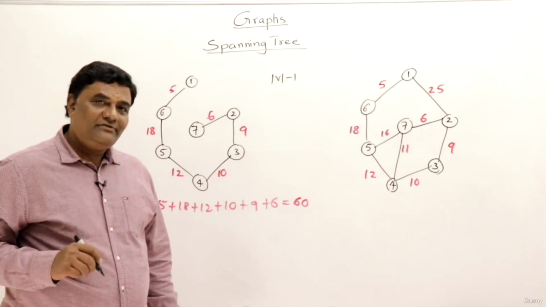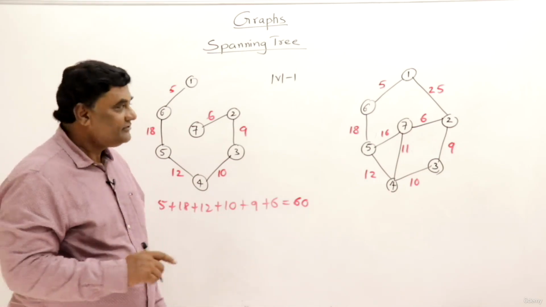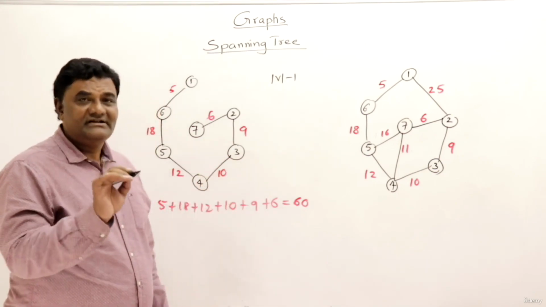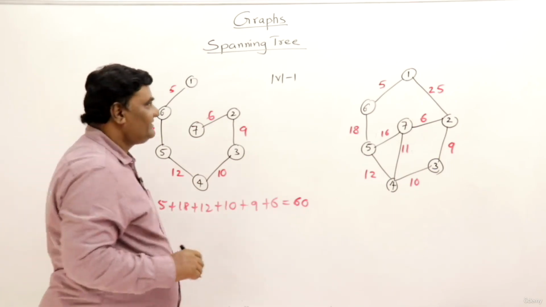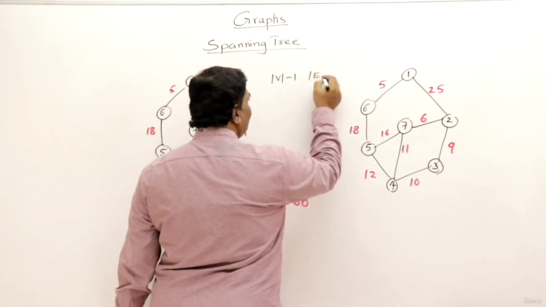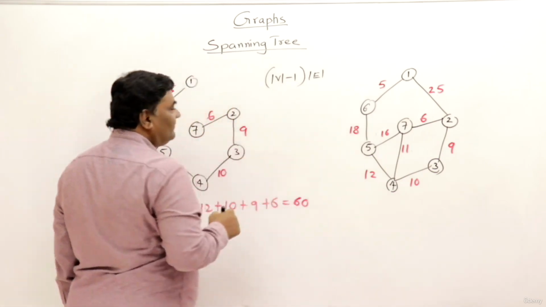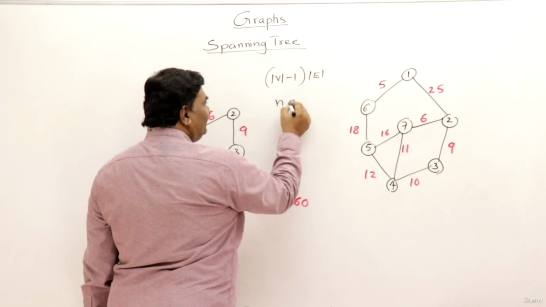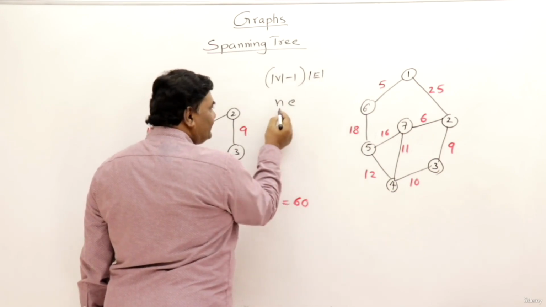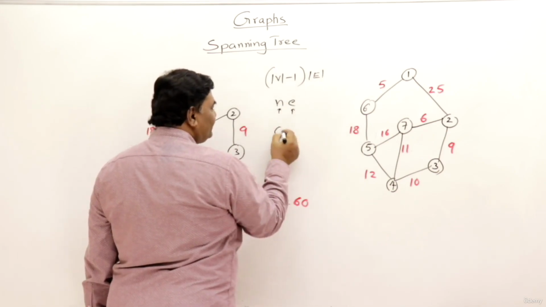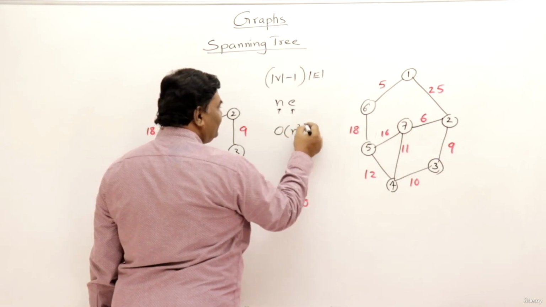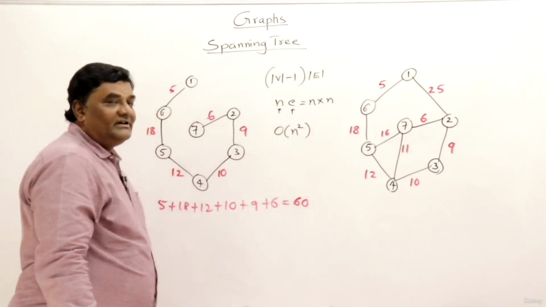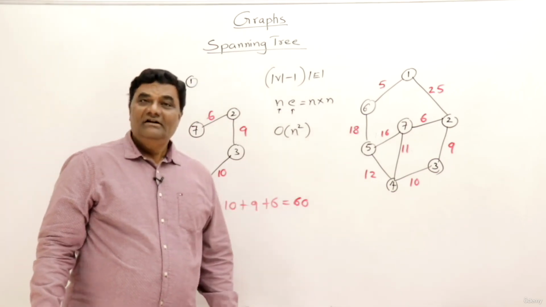How much time will it take for finding the minimum edge? Let us say at maximum we are checking all edges and from there we are selecting the minimum connected edge. The number of edges is E. So the time taken by Prim's algorithm is V into E. V is the number of vertices and E is the number of edges. This is also linear, this is also linear. So we can say this is n into n, that is n square. So the time taken by Prim's algorithm is n square.